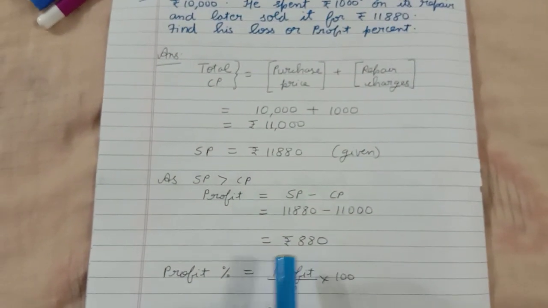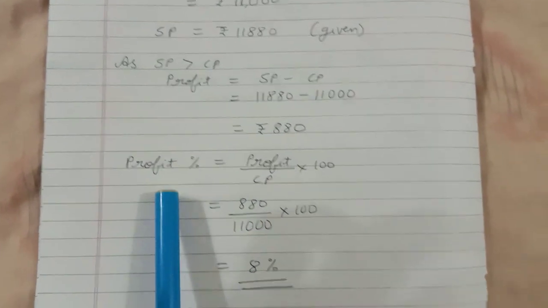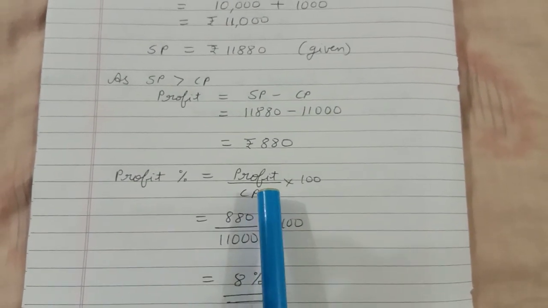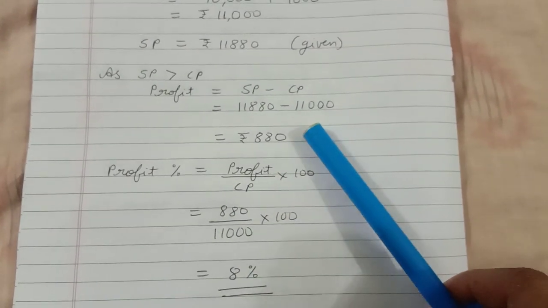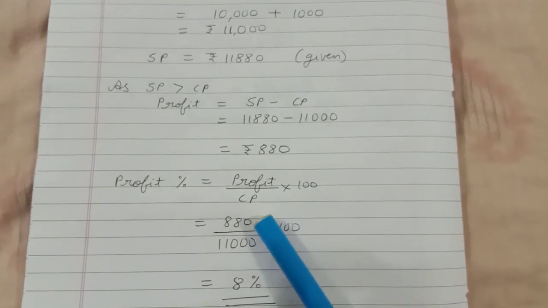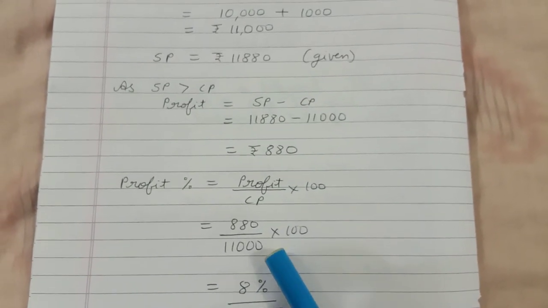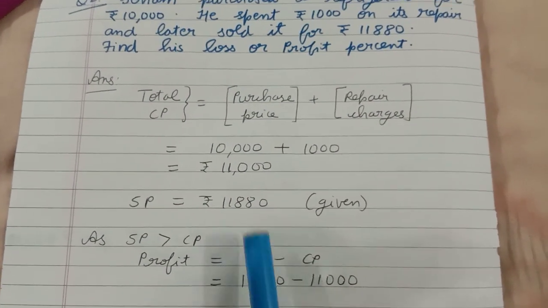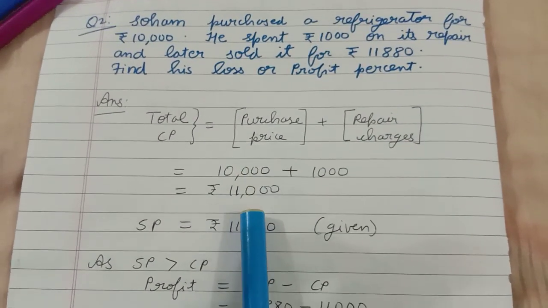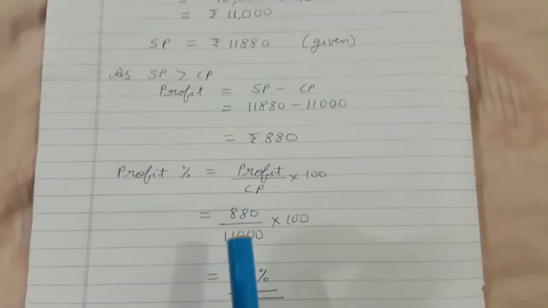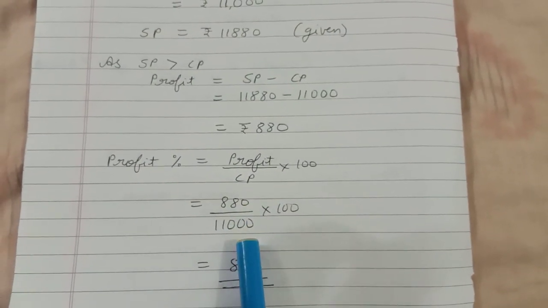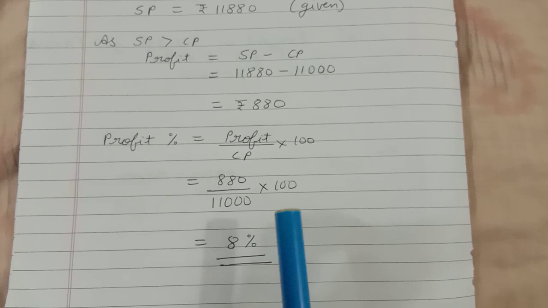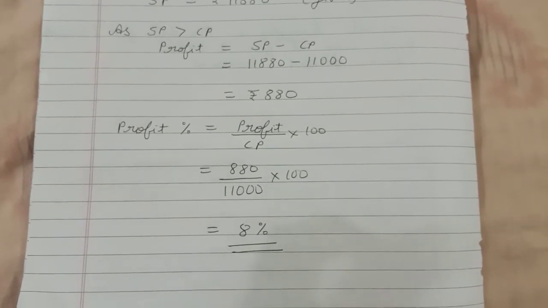The last step, percentage profit is equal to the profit amount. Look here, the profit amount is 880. So I have written here 880 divided by 11,000. Look, for your cost price, you don't have to put 10,000, it is now 11,000. So 880 upon 11,000 into 100. So the answer is 8%.